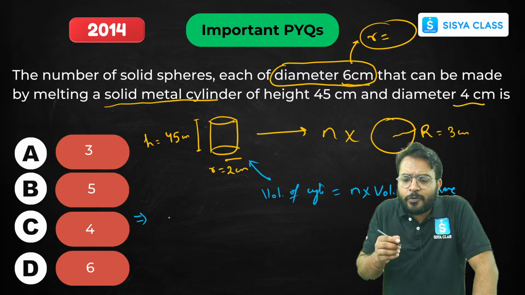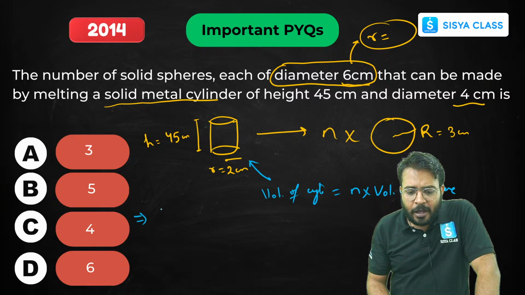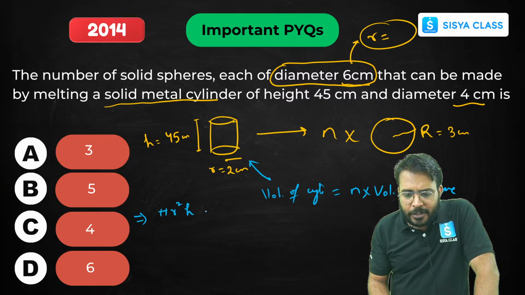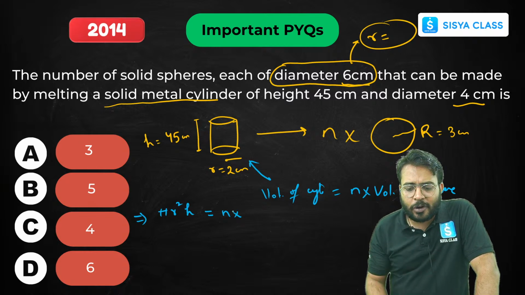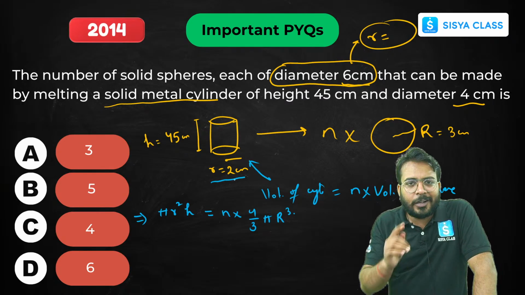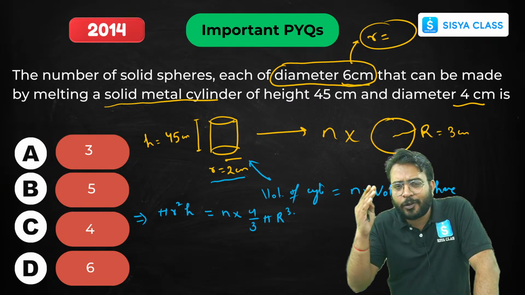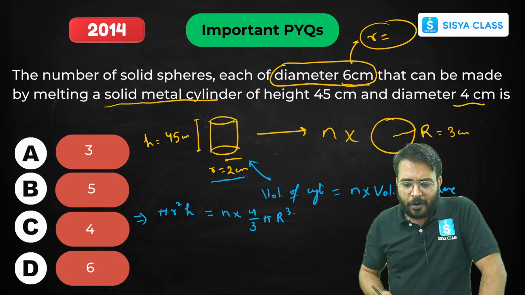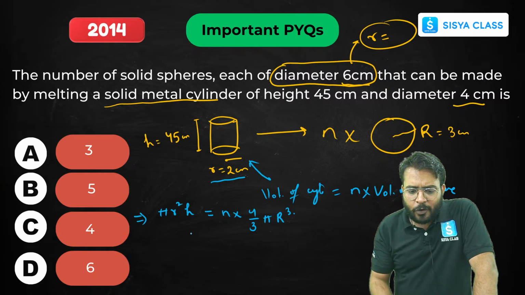What is the volume of your cylinder? Volume of the cylinder is nothing but pi r square h. It is going to be n into the volume of your sphere. Volume of your sphere is nothing but 4 by 3 pi capital R cube. Here I have assumed the radius of my cylinder as small r and the radius of my sphere as capital R. I need to find out the value of n.